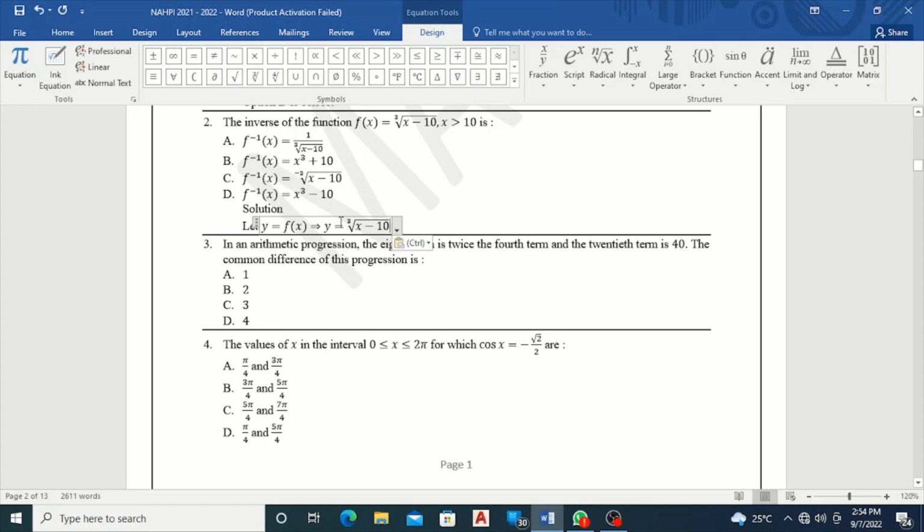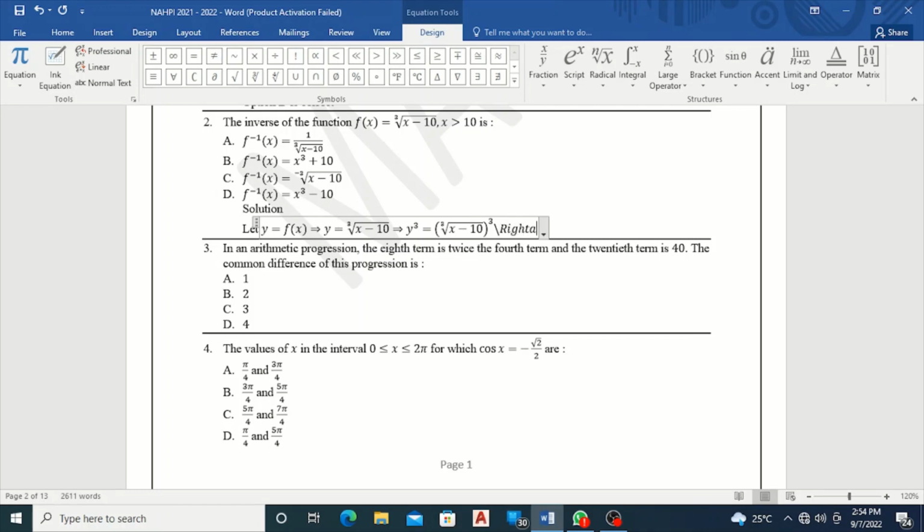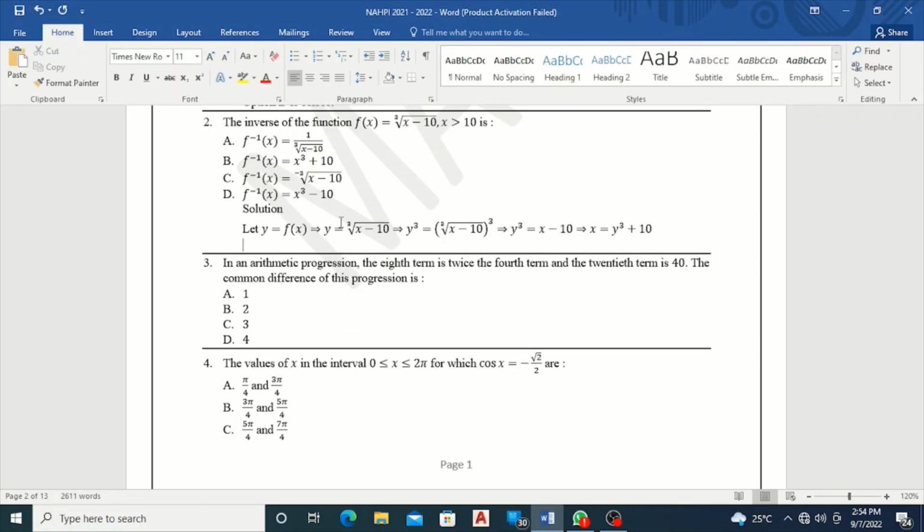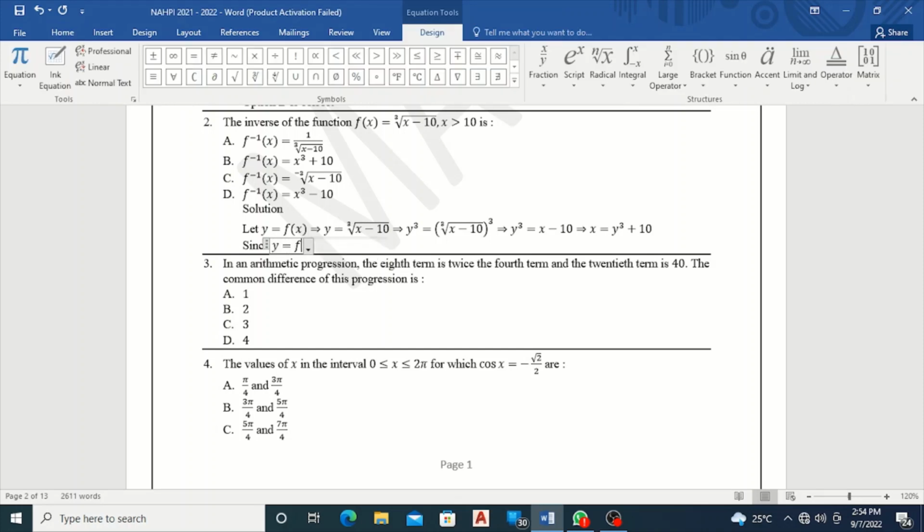Alright, that's y. So from here, I will cube both sides, so I'll get y cube equal to the right hand side cubed. Now the right hand side, I'm just going to get the interior, so y cube will be equal to x minus 10. So if y cube is equal to x minus 10, it means that our x is equal to y cube plus 10. Alright, since we have our y to be equal to f of x, what does it mean? It means, what is x? Our x is equal to f inverse of y.